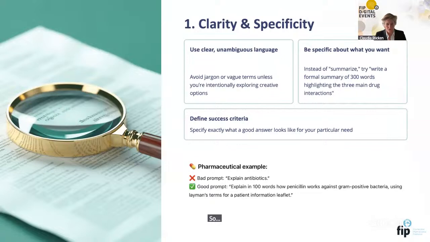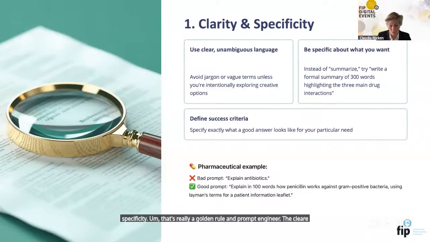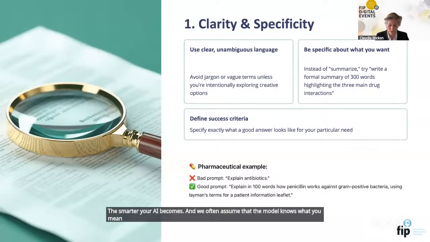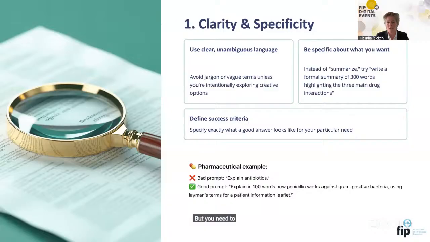So let's go to the first important topic: clarity and specificity. Specificity is really a golden rule in prompt engineering. The clearer you are, the smarter your AI becomes. We often assume that the model knows what you mean, like we already said, but it doesn't. So you can't just say summarize or explain, but you need to tell exactly how and for whom you're explaining something.